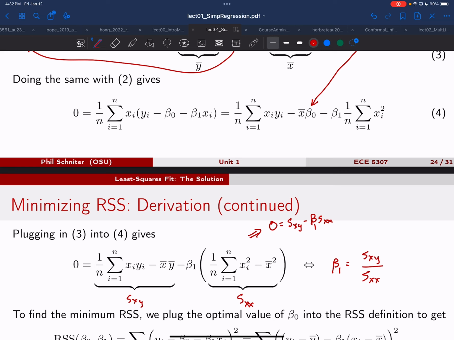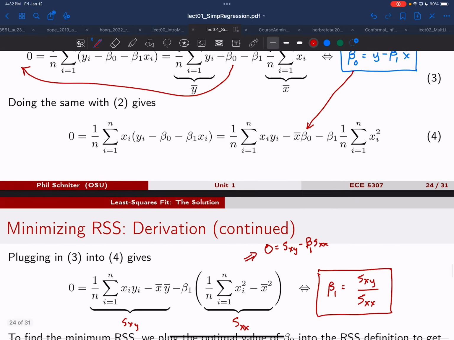Okay, so basically we have now recovered both of the equations we saw previously for the least squares optimal regression coefficients, beta 0 and beta 1. So it was convenient to be able to just write them as these simple statistics, and also it gives us a little bit of intuition as to what's going on.